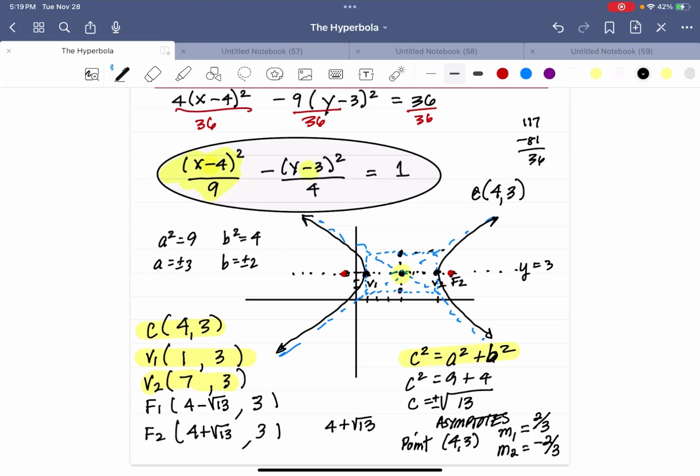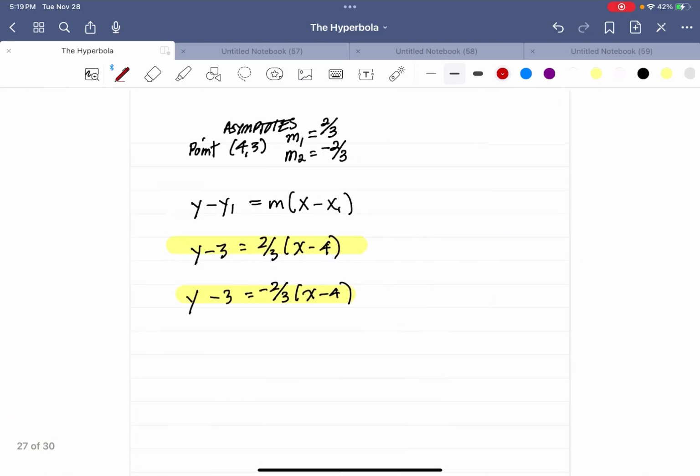And then we found our asymptotes by using the center point, and we counted rise over run to find our slope. Rise over run. And that allowed us to write the equation of these two asymptotes.